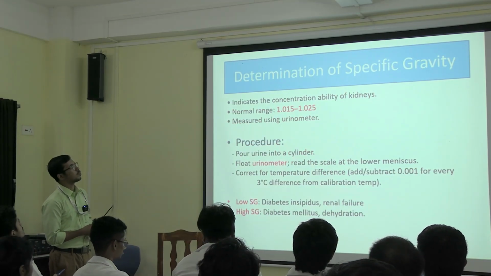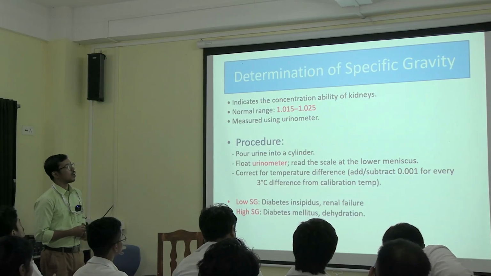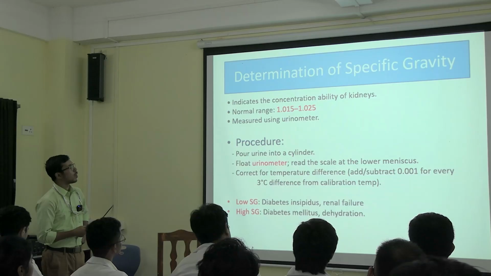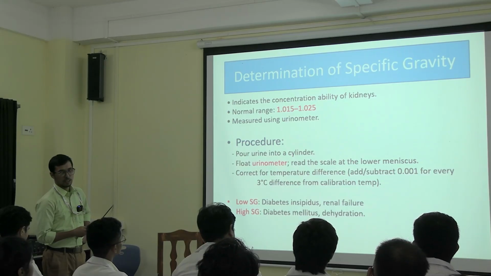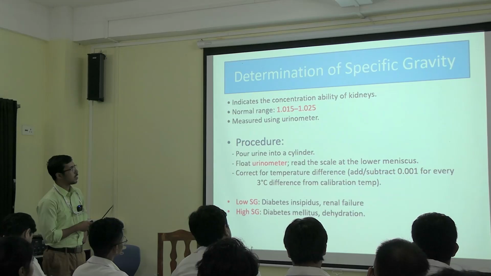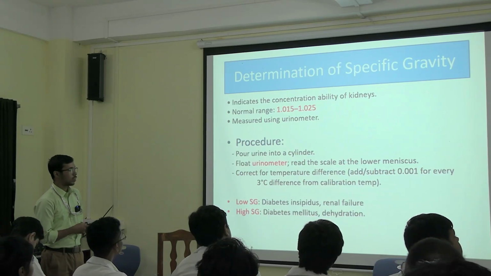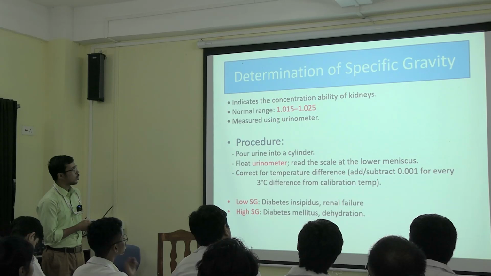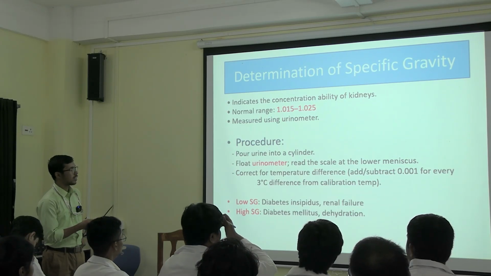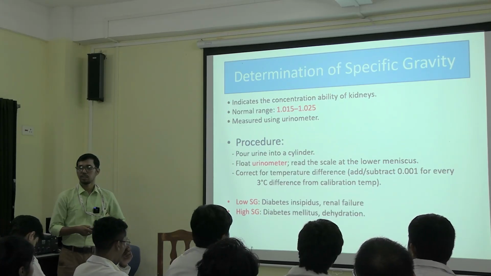Determination of specific gravity indicates the concentrating ability of the kidney. The normal range is 1.015 to 1.025. This specific gravity is measured by a urinometer. What is the procedure? We pour urine in a cylinder, float the urinometer, and read the scale at the lower meniscus. What is the meniscus?